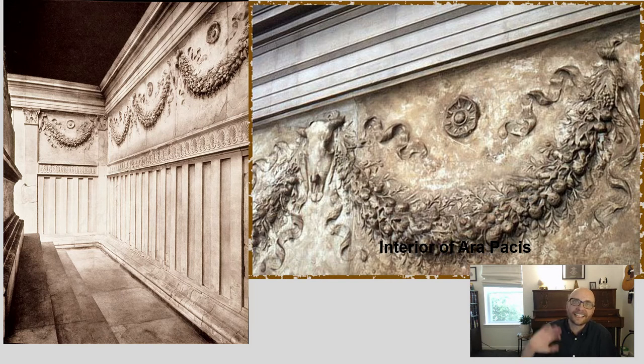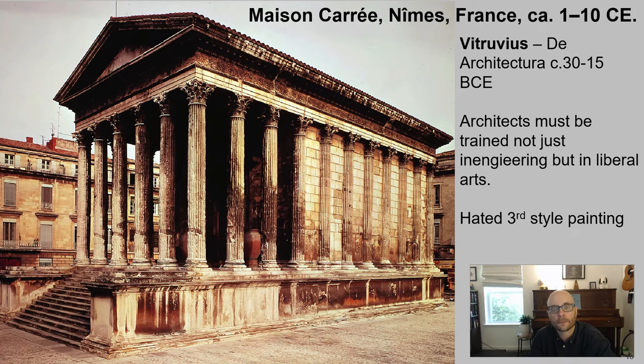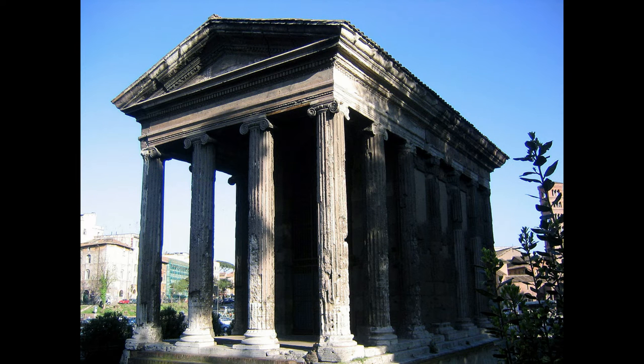No bull, but bulls. This is a building from France that is thought to have been built in that style. This is called the Maison Carrée. It is a small temple in Nîmes, France. And it is not that different than the Fortuna Portonis that we saw earlier.